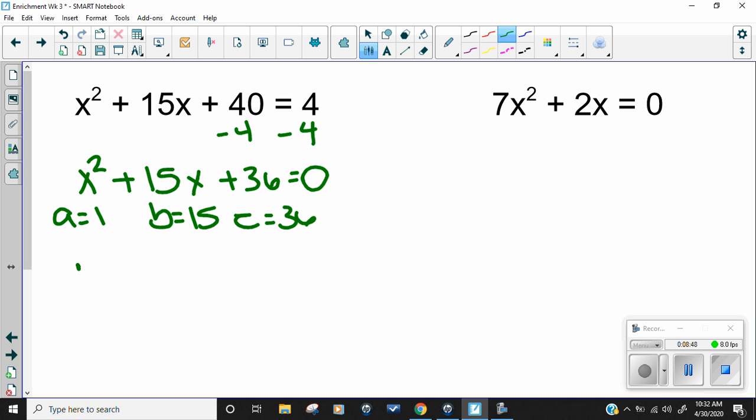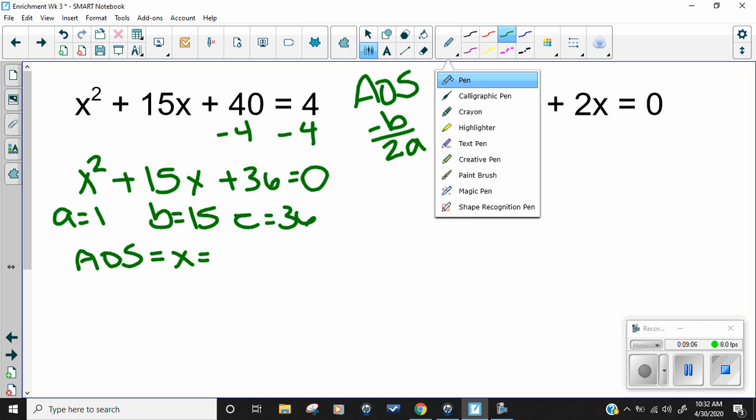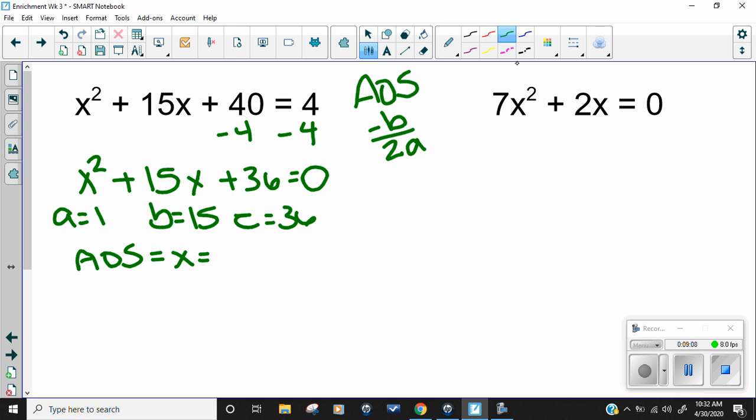So axis of symmetry, or you could put x equals negative b over 2a. I'm going to write it out here. Axis of symmetry, negative b divided by 2 times a. And I'm going to get a fancy highlighter, maybe a fancy blue. Axis of symmetry, that is your formula.